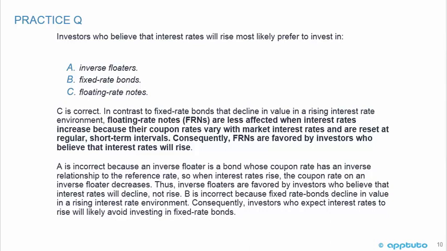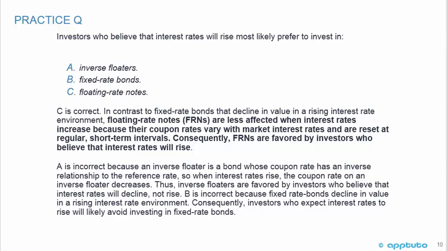In contrast to fixed rate bonds that decline in value in a rising interest rate environment, floating rate notes are less affected when interest rates increase because their coupon rates vary with market interest rates and are reset at regular short-term intervals. Consequently, FRNs are favored by investors who believe that interest rates will rise.